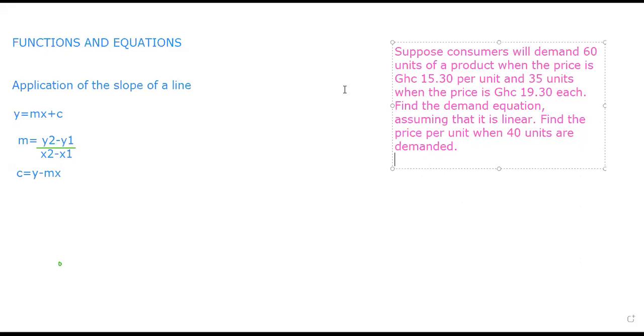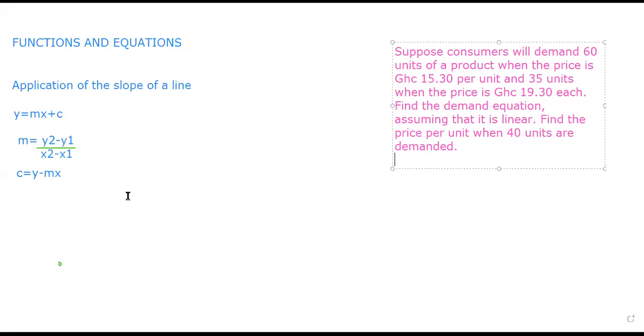Yes, thank you. So we are to find the demand equation or the demand function from this particular problem, and also find the price per unit when 40 units are demanded. You apply the slope of a line to find the demand function. Remember when I was telling you about the types of functions, when I mentioned a linear function, I mentioned demand and supply. So the demand function usually is a linear function. So we are to find the demand function.